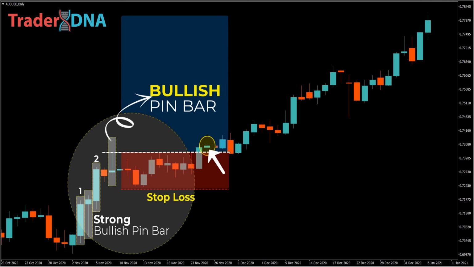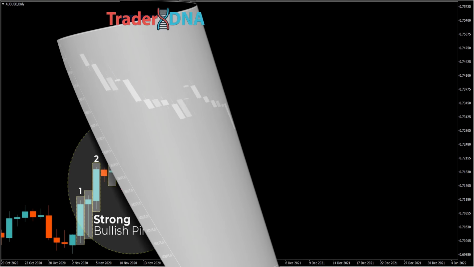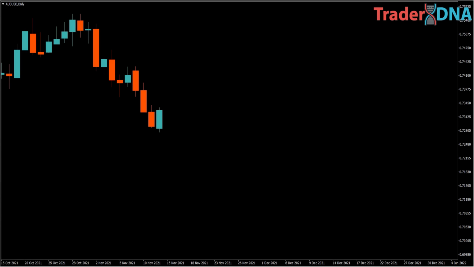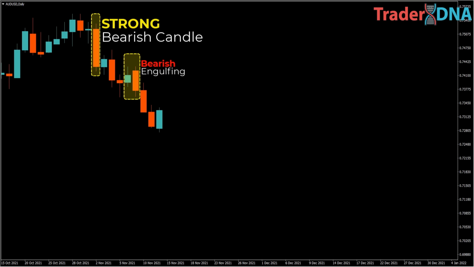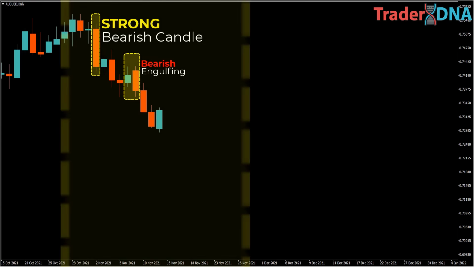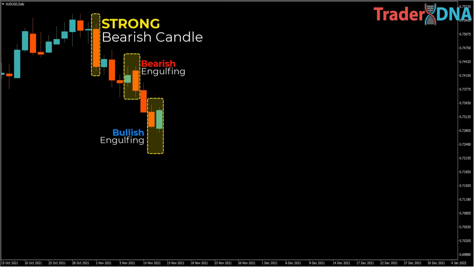I hope this example makes it crystal clear, but to make sure you truly master this concept, let's now break down a sell signal example. Alright, let's break this down step by step. Looking at this chart, we can see something crystal clear. The market is in a strong trend. You can spot a dominant bearish candle followed by a powerful bearish engulfing pattern. This setup alone is a strong indication that sellers are in full control. Then, the market throws a curveball. A strong bullish engulfing pattern appears, signaling that buyers are trying to reverse the trend.